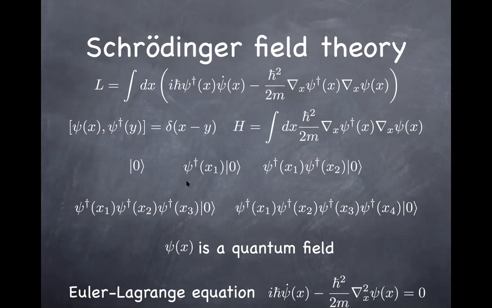So you start with a state with no particles in it, you act with the creation operator once, you get a state with one particle in it. Or you act twice, you have a state with two particles, three particles, four particles, and so on and so forth. So this is where we now know that psi of x is a quantum field.